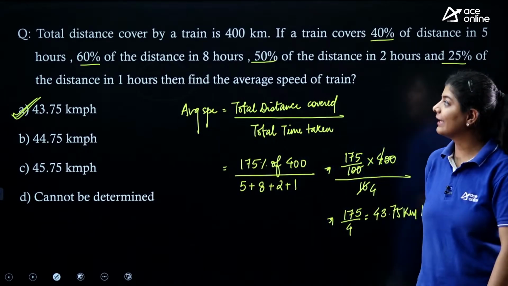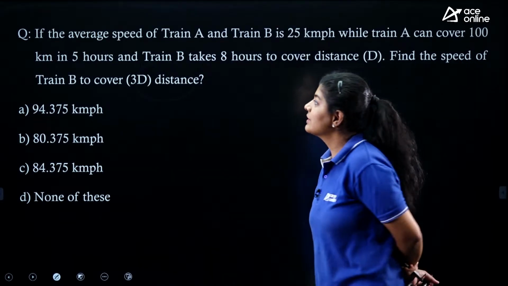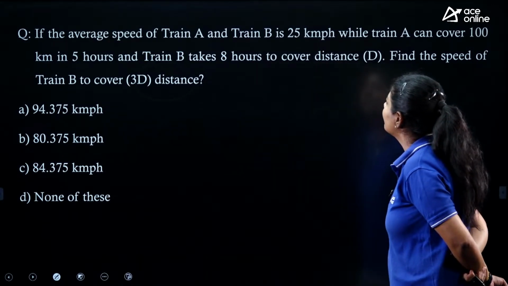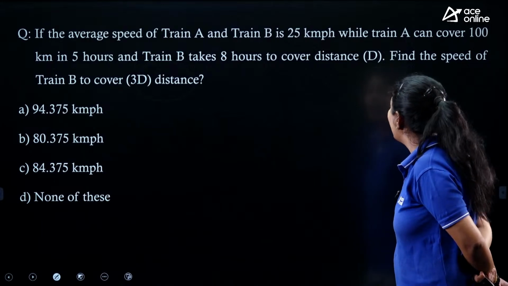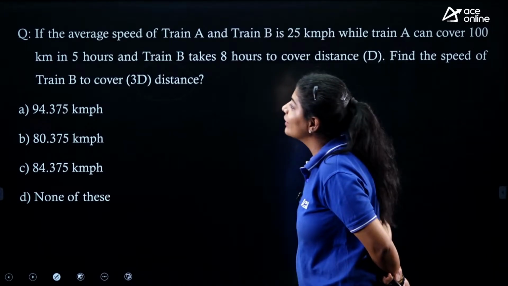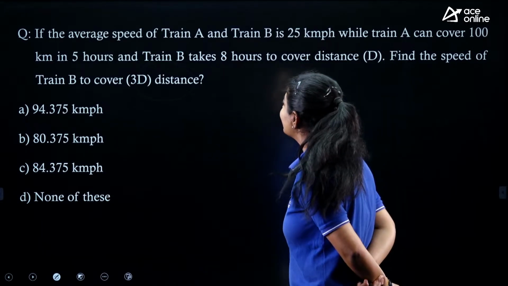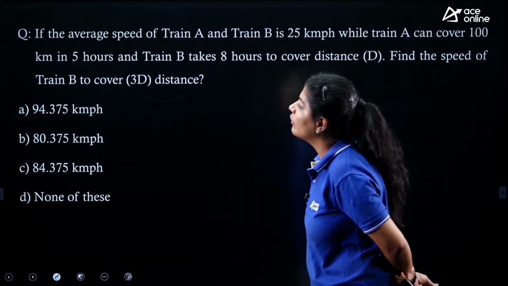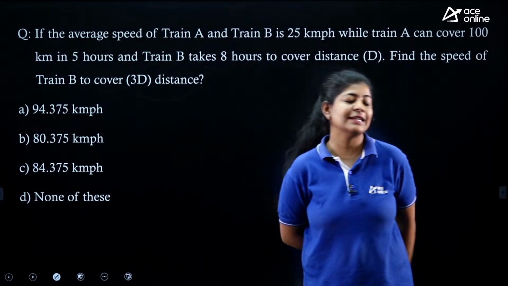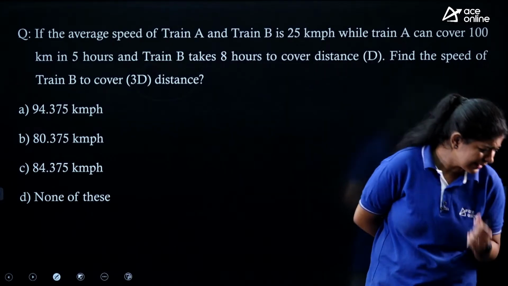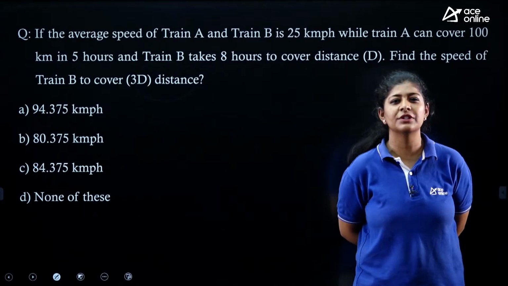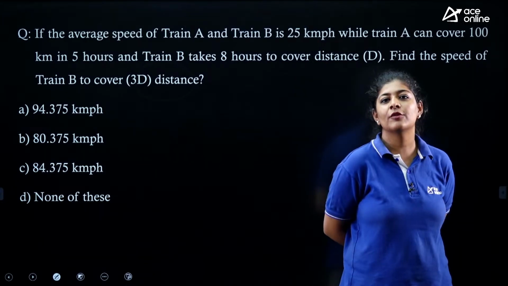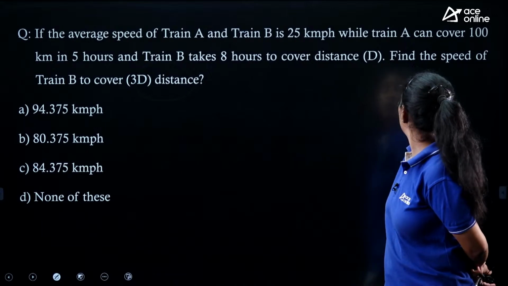It's quite easy. Next. The next question says that if the average speed of train A and train B is 25 kilometers per hour, while train A can cover 100 kilometers in 5 hours and train B takes 8 hours to cover a distance D, find the speed of train B to cover 3D distance. Again the same concept we need to use. First we need to find out the value of D so that we can easily get the value of 3D, and after that the speed of train B.